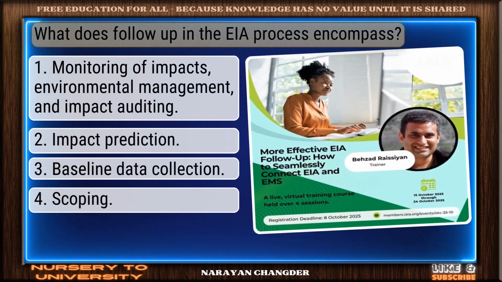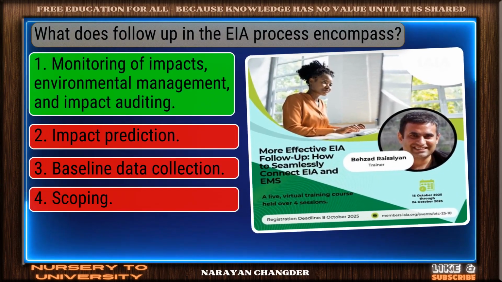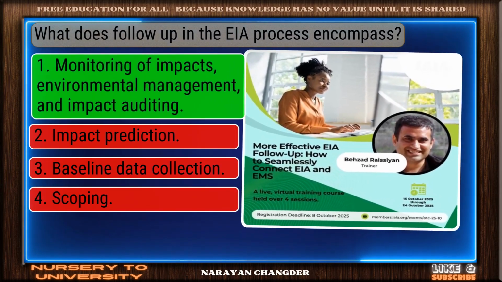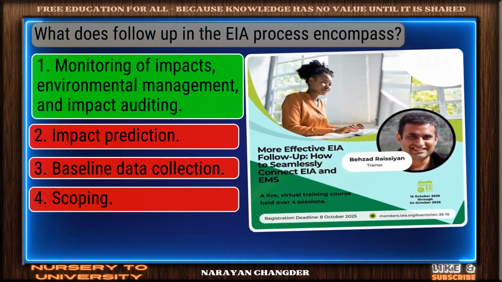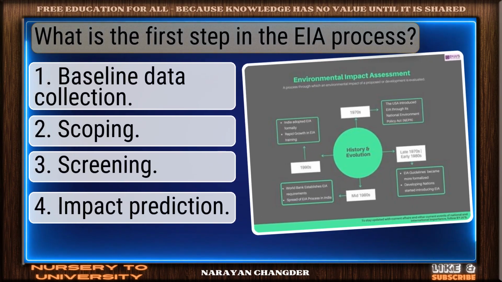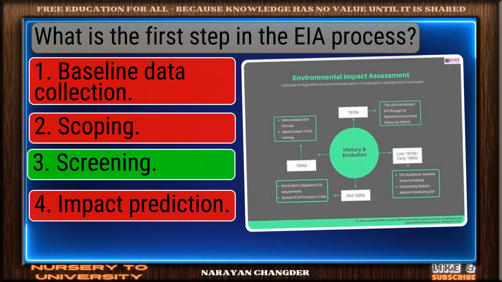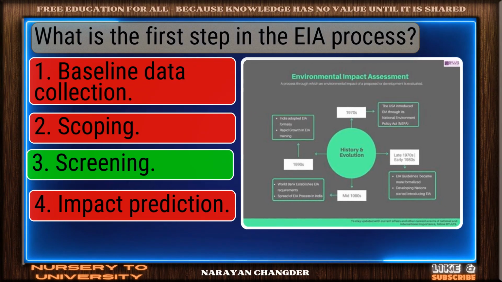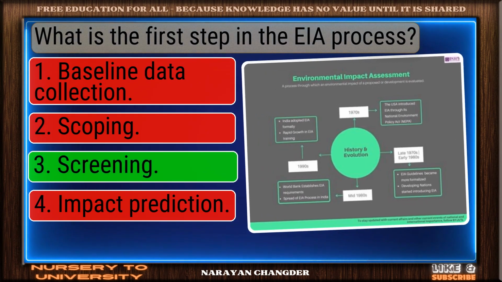What does follow-up in the EA process encompass? Right again. Monitoring of impacts, environmental management, and impact auditing is a valid answer. What is the first step in the EA process? Clear logic. Your choice, screening, is sound and 100% true.